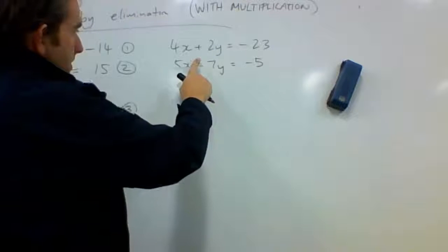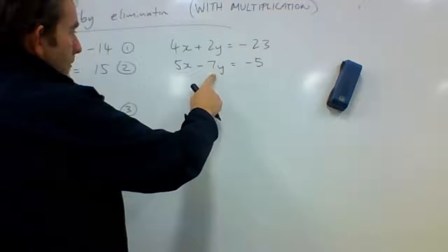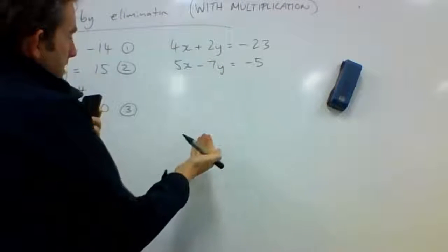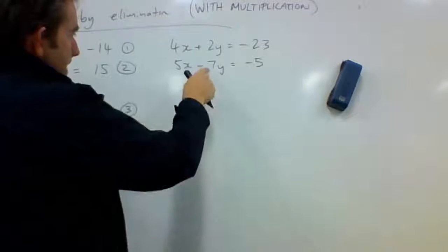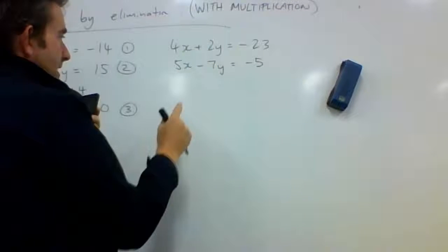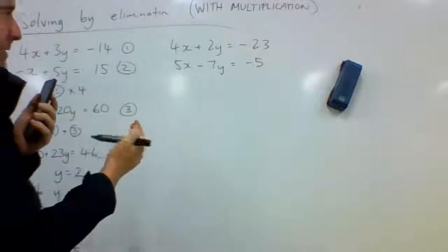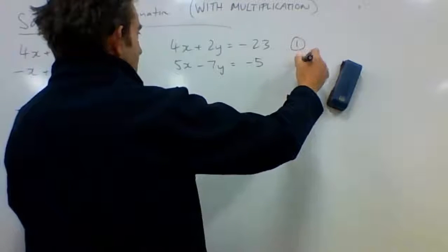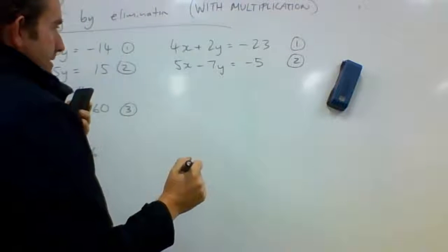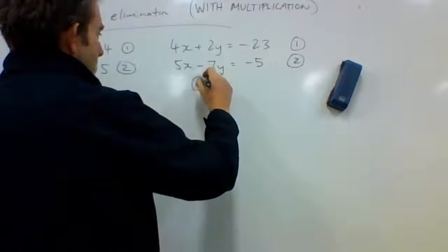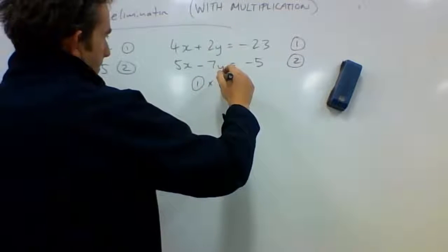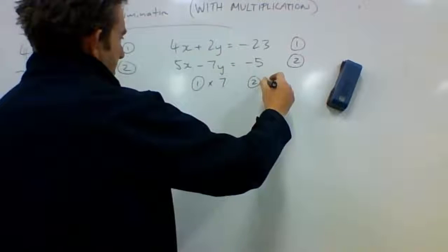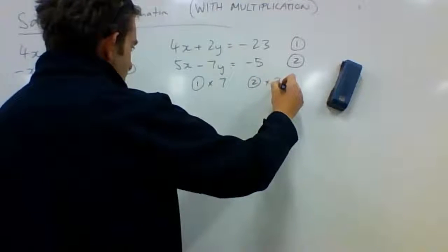But I can see I've got a positive 2y and a negative 7y. I can think about, well, what do both of those numbers go into? They both go into 14. So if I can make that into 14 and that into 14, I can add them together to make them 0. So let's label these as 1 and 2. And if I get 1 and I multiply it by 7, and if I get 2 and I multiply it by 2, let's see what I get.